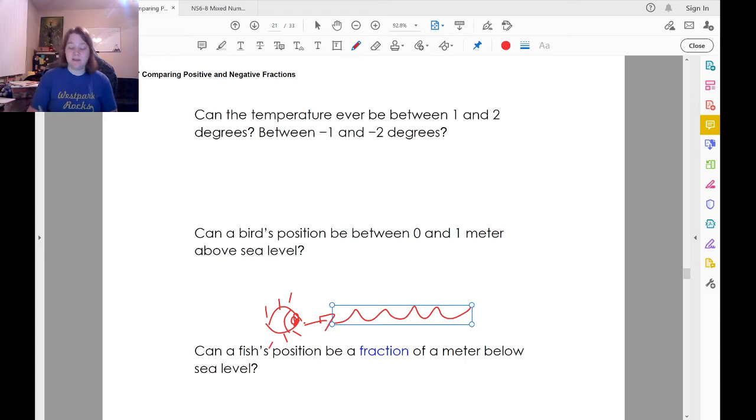So we have sea level and we have the bird. This is 0 meters above sea level. This is 1. The bird could also be here, or here, or here, or anywhere in there, right? Can the fish's position be a fraction of a meter below sea level? Absolutely. Same thing. Well, now we just have fish going every different direction. This is chaos. We're done.